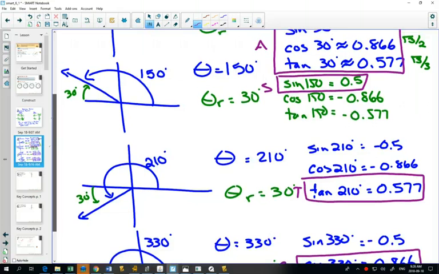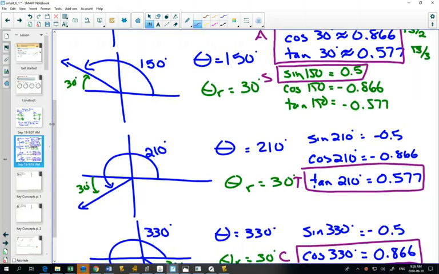So what rule was this? The CAST rule. Nobody learned it as the ASTC rule? No? You learned it as the CAST rule? So that shows up there as well. Where things are positive and where they're negative.